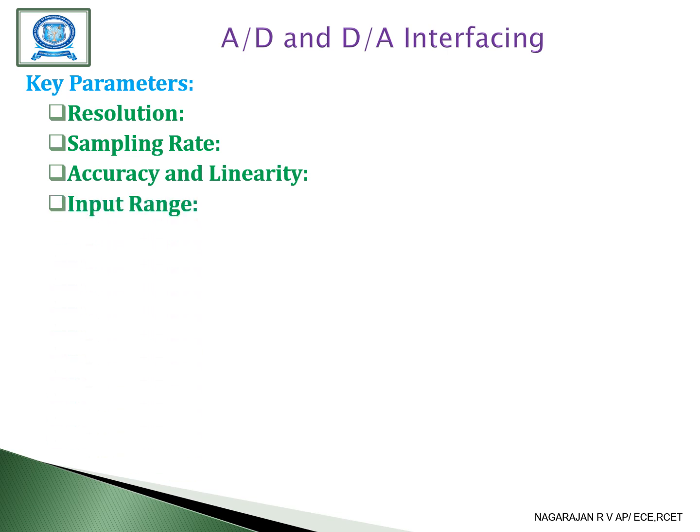The next one is input range. This is the range of analog input voltage that the ADC can accurately convert. Inputs outside this range can lead to saturation or clipping. Now let us see the types of analog to digital converters.